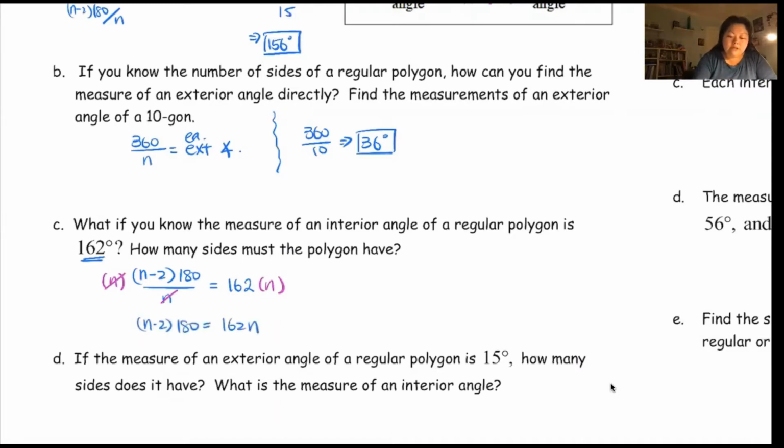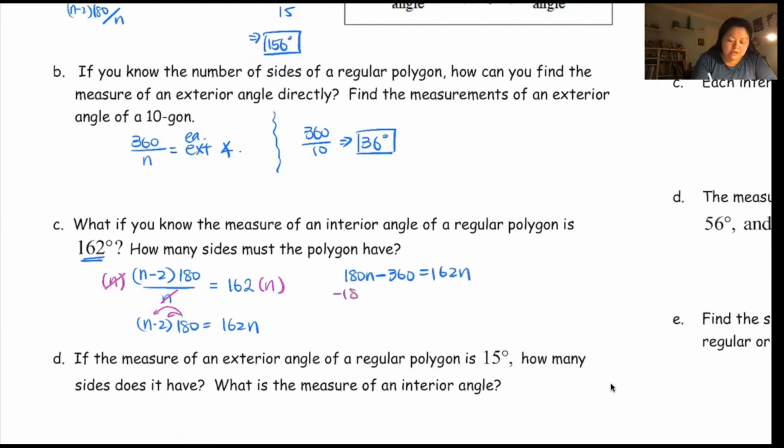The next thing to remind yourself is even if the 180 is in the back, you can actually distribute it, right? Because it's still multiplying by the same thing. So if you distribute that, you get 180n minus 2 times 180, which is 360, equals 162n. Okay, now you notice there's two n's. There's an n on both sides.